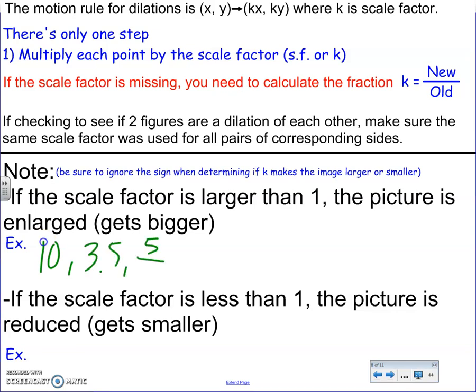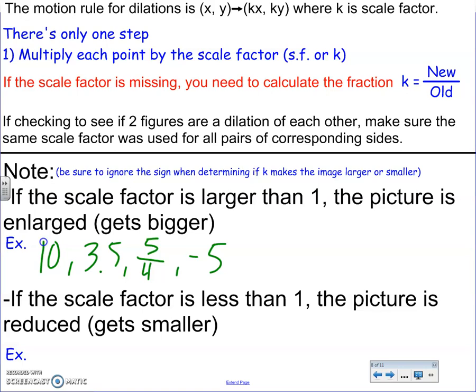Some kids think all fractions are less than 1. No, if the numerator is bigger than the denominator, that is more than 1, because 5 over 4 is about 1.25. I could have a negative number, say negative 5. Although negative does something else, I'm just multiplying all the numbers by 5. It's getting bigger. All right, if the scale factor is less than 1, the picture is reduced.